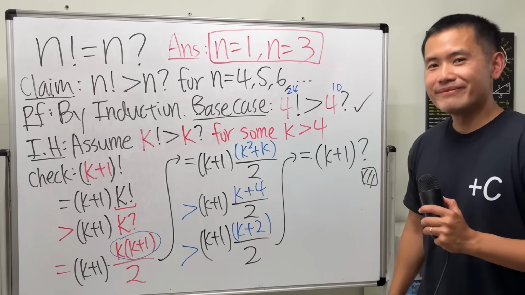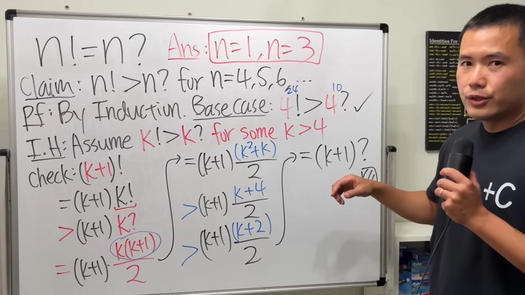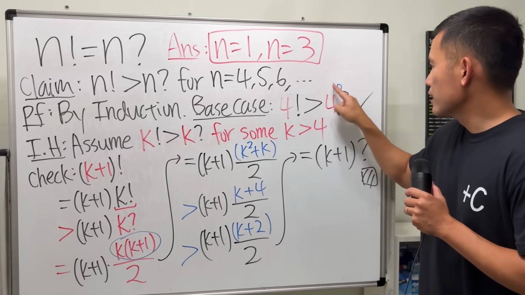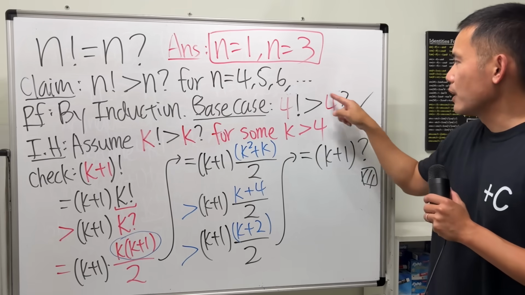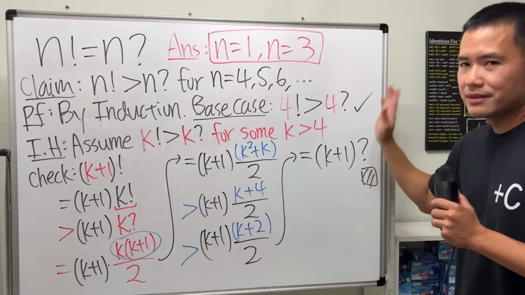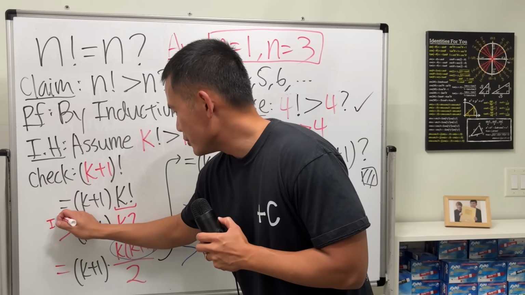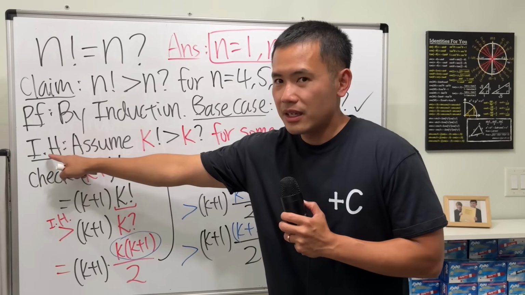So yeah, that's it. I just realized that I want to erase the 24 and then the 10, otherwise it looks like 4 to the 24th power and 4 to the 10th power. But I also forgot this right here. I should have put down IH because of the inductive hypothesis.